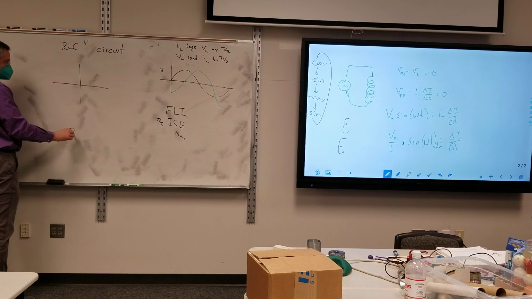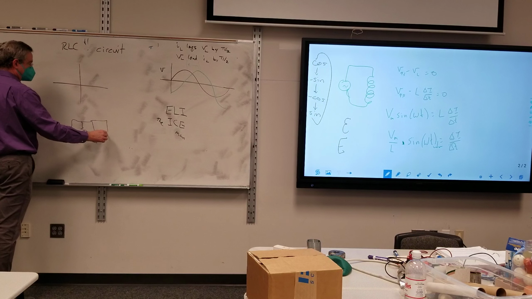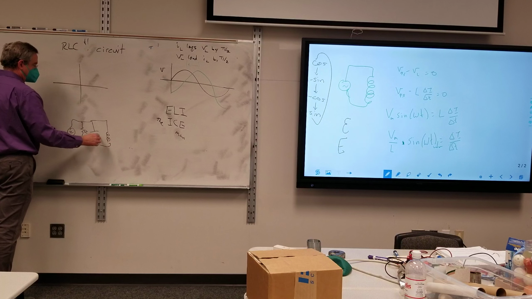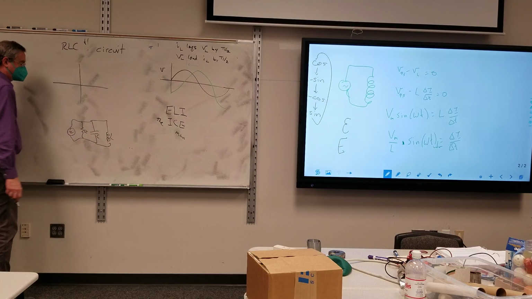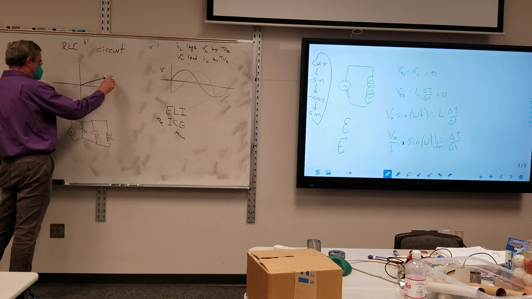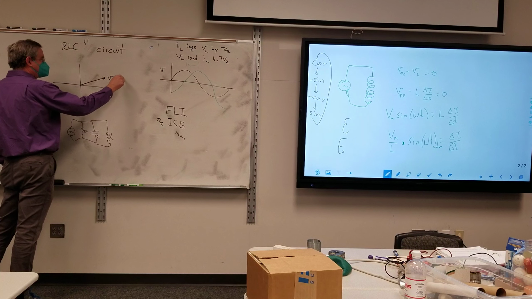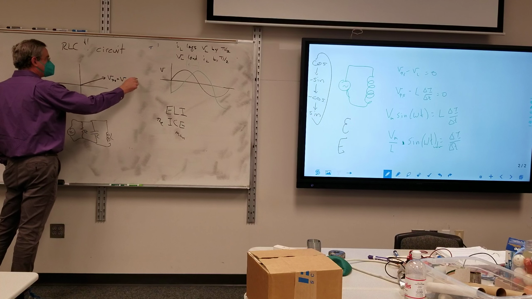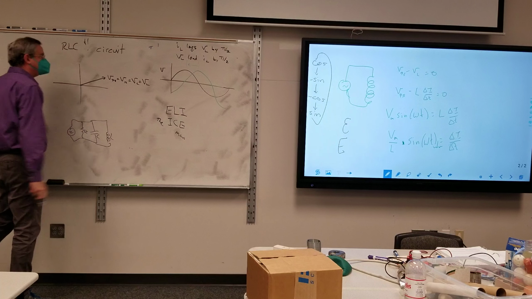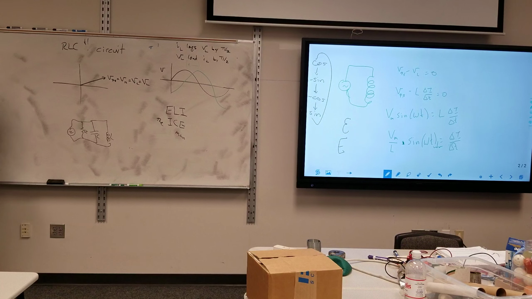So I got my power supply here, I've got R, I got C, I got L. What's going to be common to all three of them? Voltage. So that's my voltage for the power supply, that's equal to the voltage across the resistor, which is equal to the voltage across the capacitor, voltage across the inductor. The current for the resistor goes where? Yep, they are in phase.